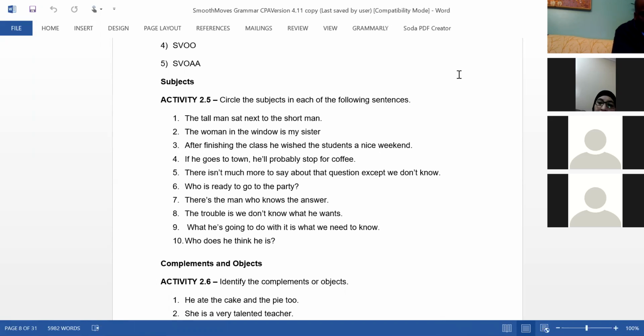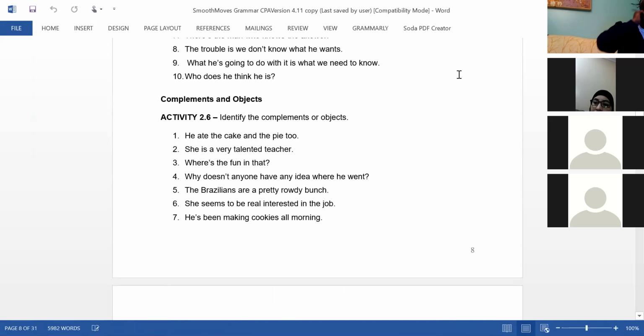All right, complements and objects. Activity 2.6. Let's do all of these together. I'll give you 1 minute to look them over. The cake and the pie, the object. 1. You ready? I was going to give you some time to look them over first. Okay. Raja, number 2 is teacher. It's the complement. Okay. Are you ready? 3.